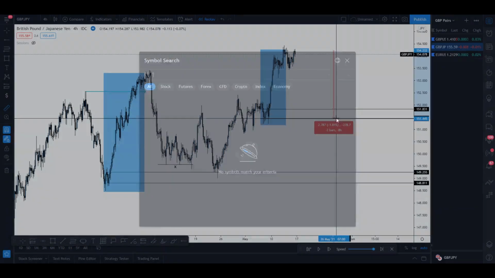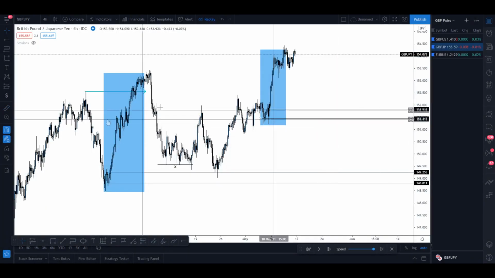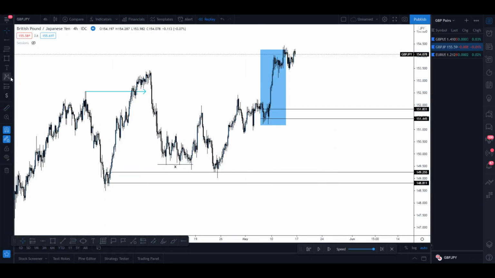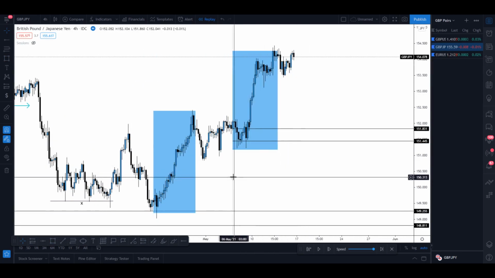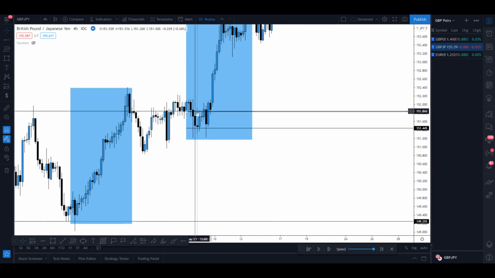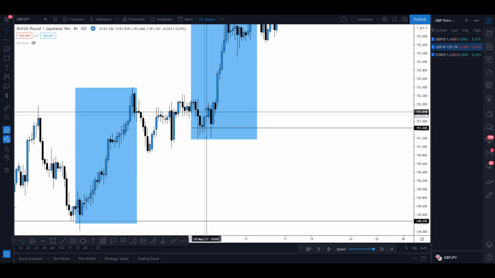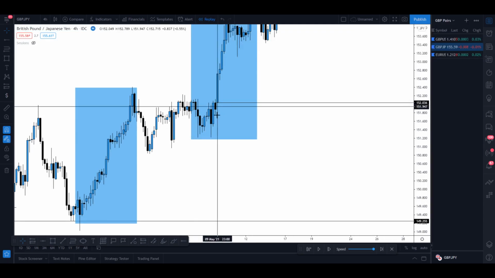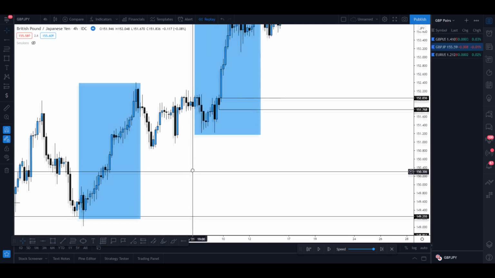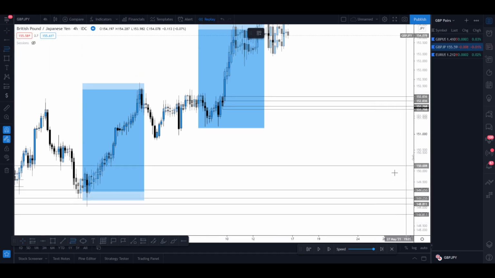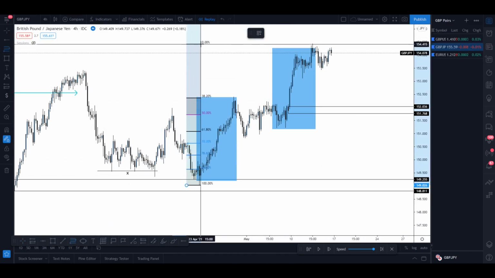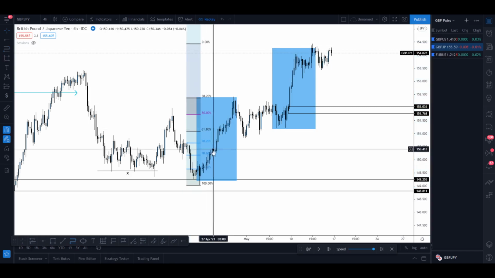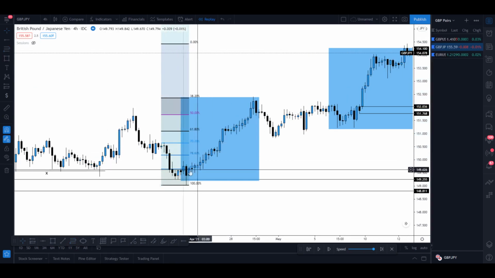So basically what we could do now is we could highlight both of these expansions, one being right over here and then the second one being right over here. Now at this point you could do two things. You could wait for price to come back into this institutional candle that is untested right here, or what you could do is you could take your fib, measure from the low of the expansion up to the high, and look for institutional candles inside the 70, 78, or 88.